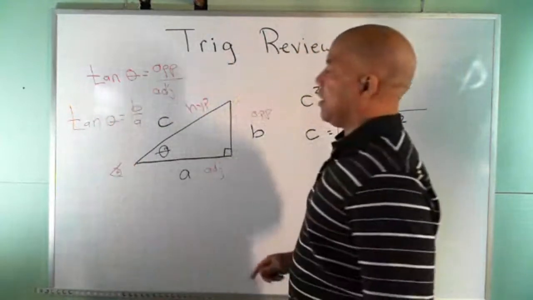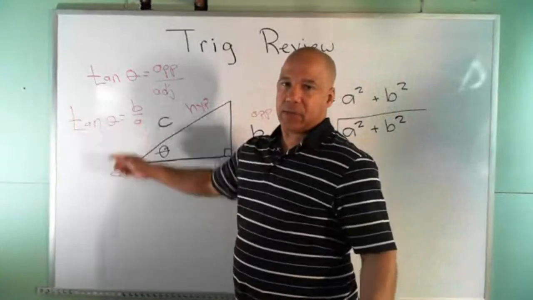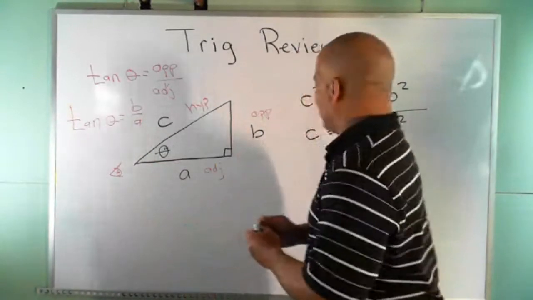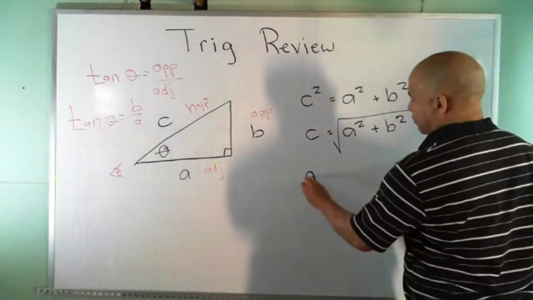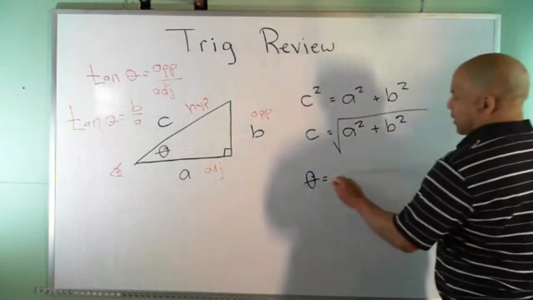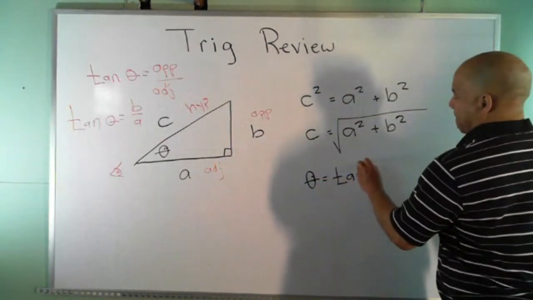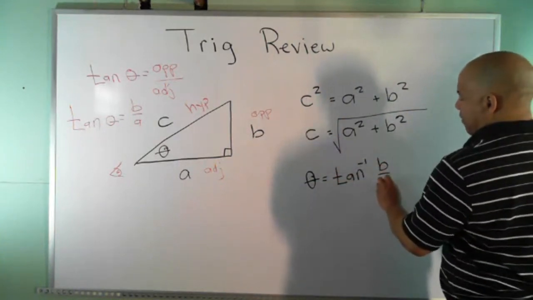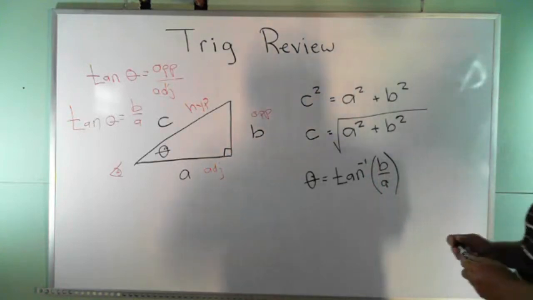But usually we don't want the tangent of the angle, we want the actual angle. So to undo the tangent, you take the arc tangent or the inverse tangent. So if I was looking for theta, the actual angle, then that would be the inverse tangent for that triangle, B over A, the inverse tangent.